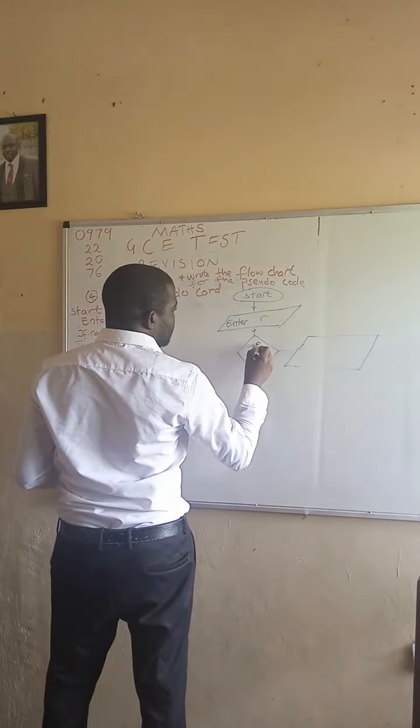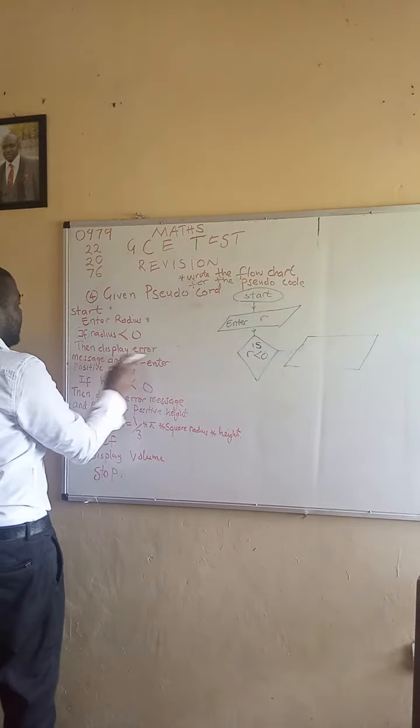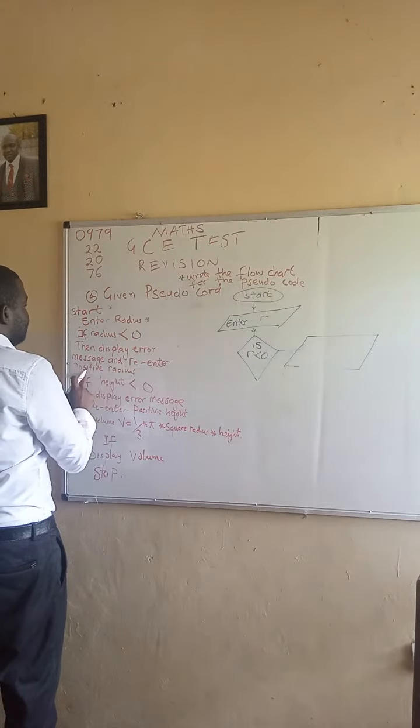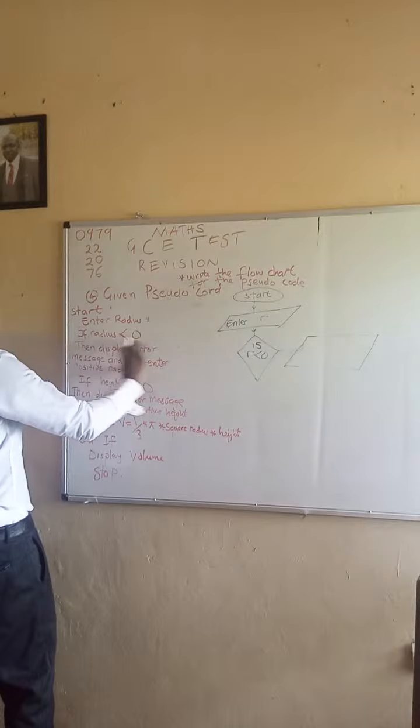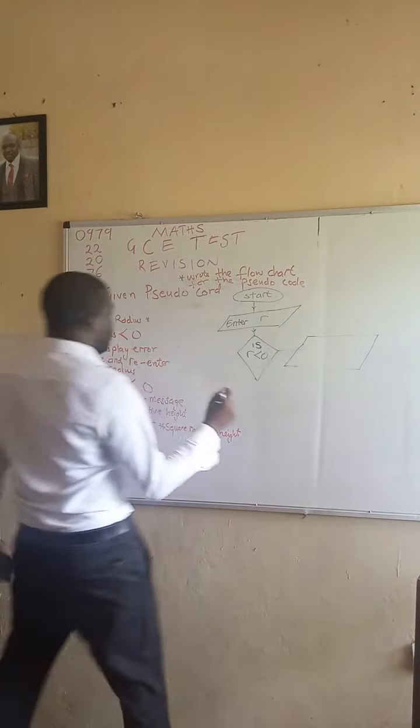So this is here. A is. Then display error message and retype positive. This instruction, you put it in this box here. This whole instruction, you put it here.